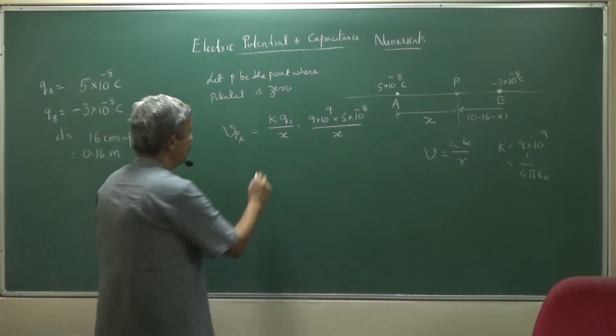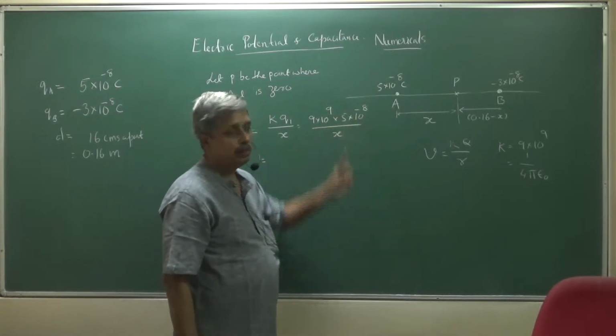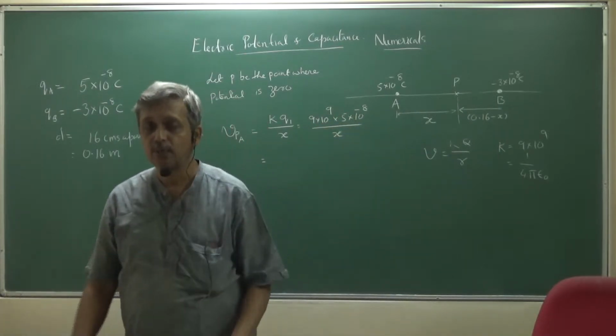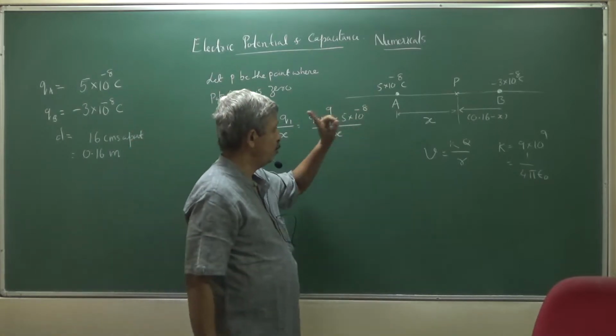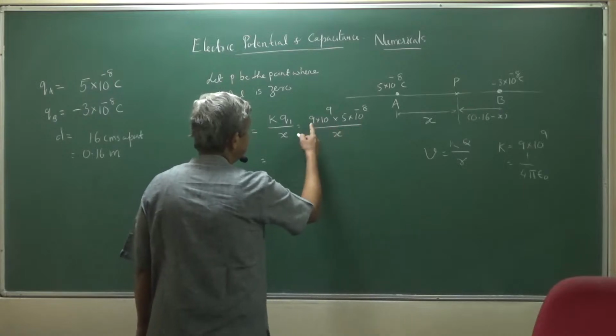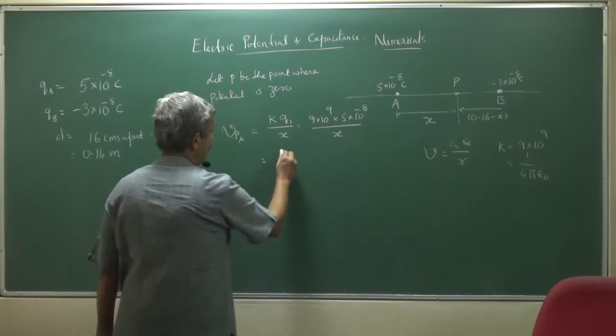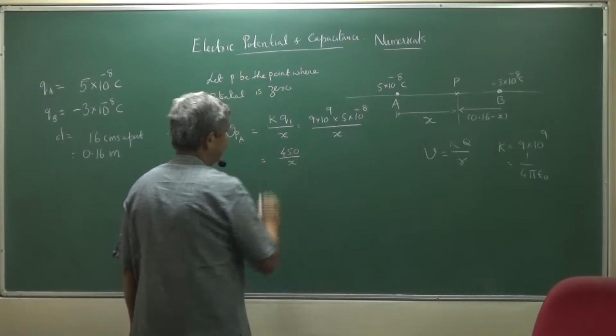I want to simplify it a little bit. This is 10 power 9, this is 10 power minus 8. So that would become 10 power 1, which is 10, since 9 minus 8 is 1. And 9 times 5 is 45. 45 into 10 is 450. 450 by X.